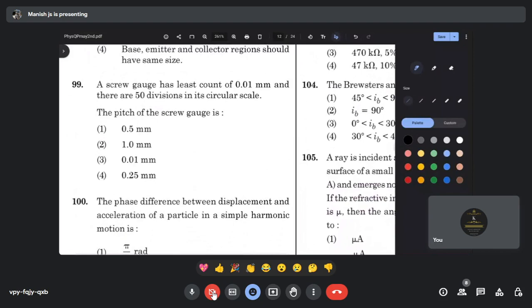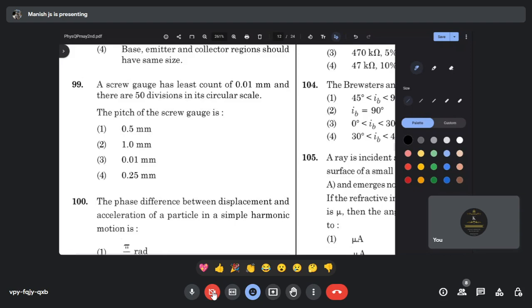Fine. Question number 99. The next question. A screw gauge has a least count of 0.01 mm and 50 divisions in its circular scale. What is the pitch of the screw gauge? So how can we calculate the pitch of a screw gauge? Number of divisions by least count. Correct. So what is it turning out to be? Use the formula for the pitch. How much? 0.5 millimeters.